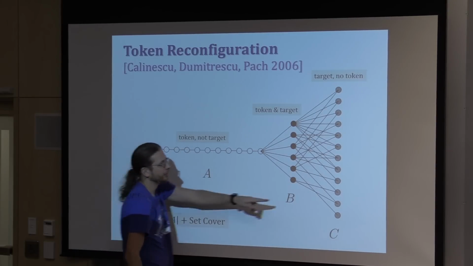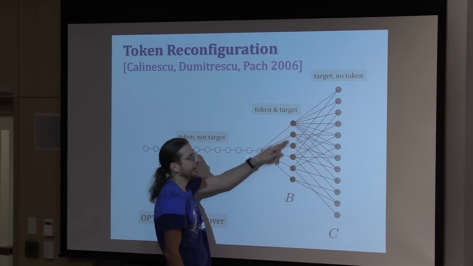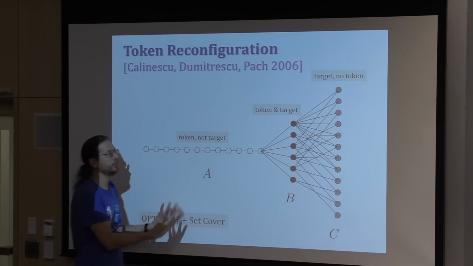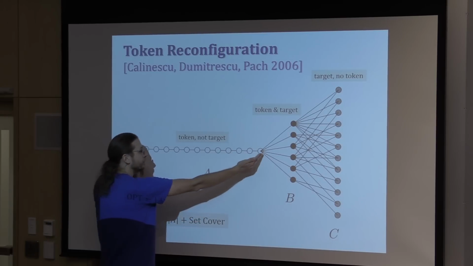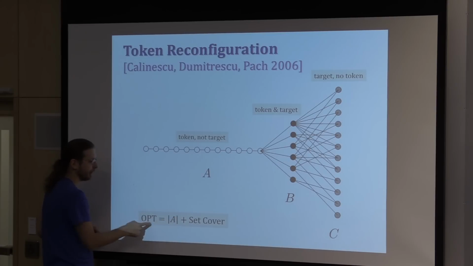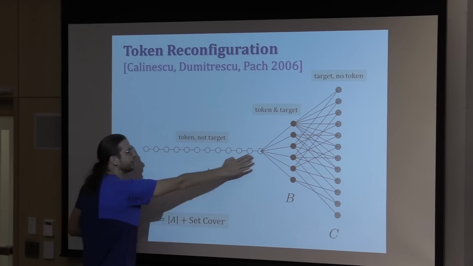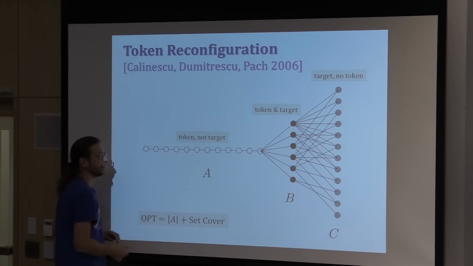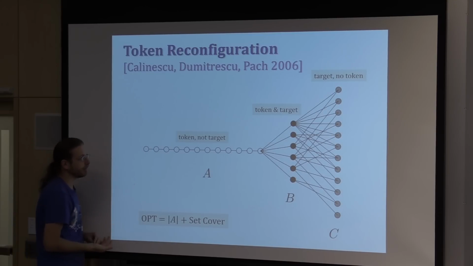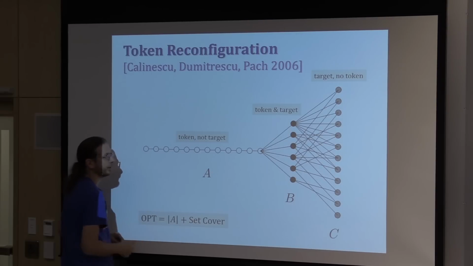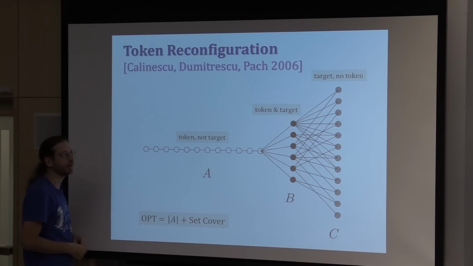And if you can cover all the elements over here with only k of these guys moving, then the number of moves will be k plus a. So that's what's written here. Opt is a fixed additive cost plus the set cover. And this is going to be an L reduction, provided this is linear in A, which is easy enough to arrange. So that's the unlabeled case.